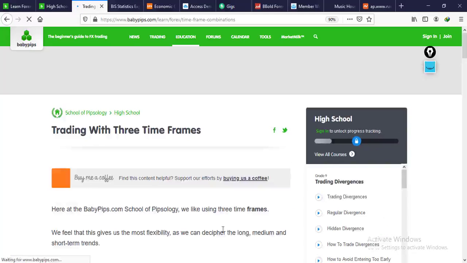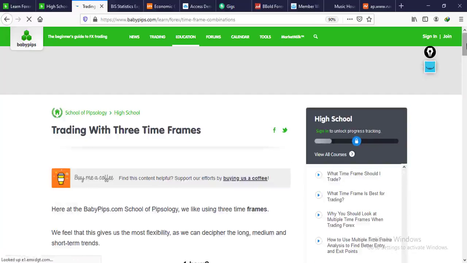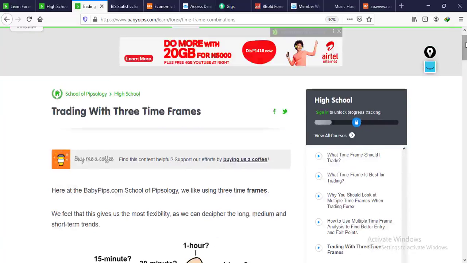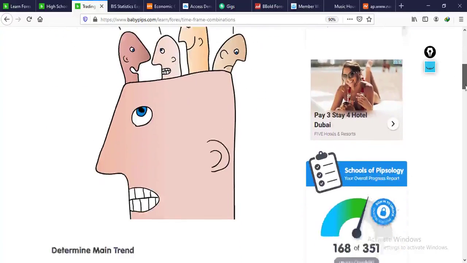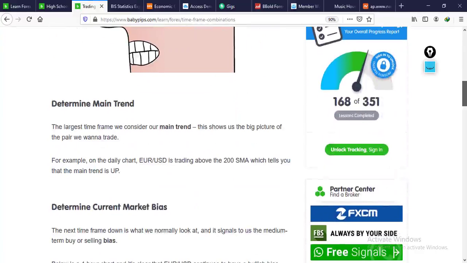So now let's move on to the next lesson that says trading with 3 time frames. There are basic rules and principles of trading with 3 time frames, and here at Babypips they are going to teach us right now. Okay, they say we feel that this gives us the most flexibility as we can decipher the long, medium and short-term trends. Okay, so the long term, the medium term and the short-term trends.